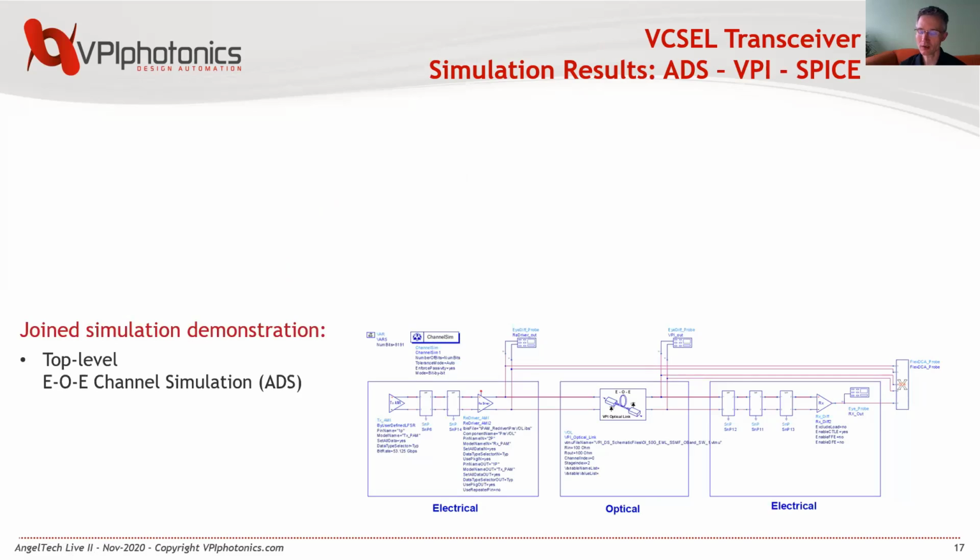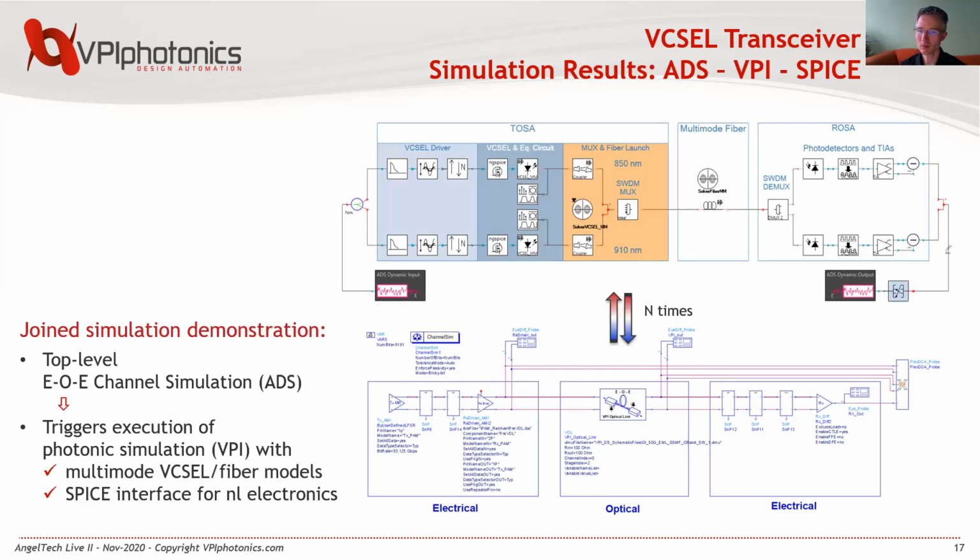Okay, in an overall scenario, you would start again from ADS to perform the top-level EOE channel simulation, and then from within start the optical link simulations in the VPI environment, accounting for the multimode VCSEL fiber characterization, and also including SPICE interfaces to nonlinear electronics where needed.